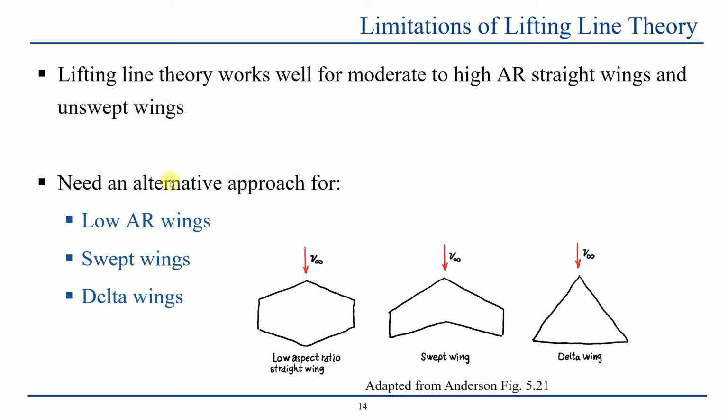The alternative approach will be useful for low aspect ratio wings, similar to this picture or this wing planform; swept wings, similar to this wing planform; and delta wings, similar to this wing planform. In any of these three cases, we won't be able to use the lifting line theory to get an accurate estimate of the actual lift and drag forces or lift distribution for the wing that we are working with. So what is the alternative that we can use?